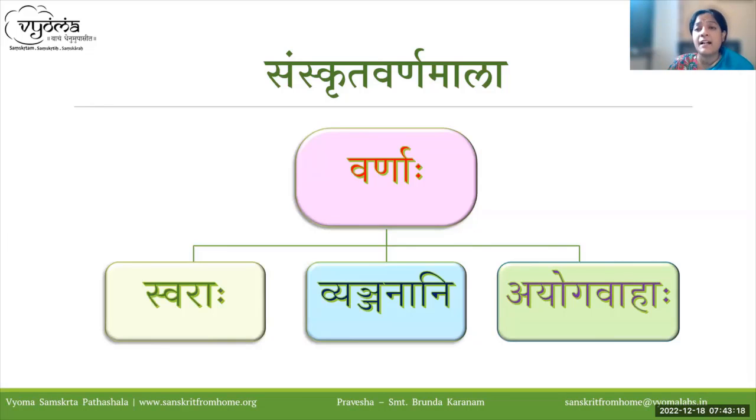Varnaha, letters. There are three main types of Varnaha in Samskritam: Svaraha, vowels; vyanjanani, consonants; and ayogavahaha. I must stress here that in many textbooks, including Pravesha, ayogavahaha are generally shown as a part of Svaraha only, and we will learn about it in detail. However, as we are learning the basics, it would be better if we understand the technicalities a little more, so that, like I said, it helps you in future also.